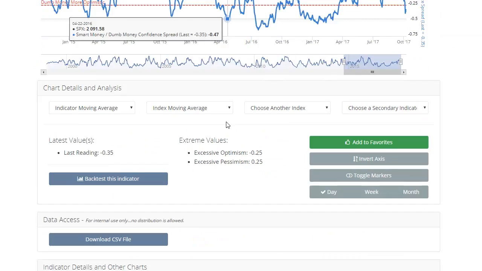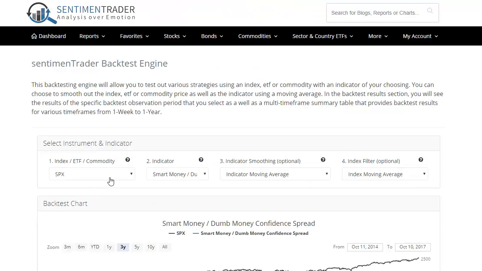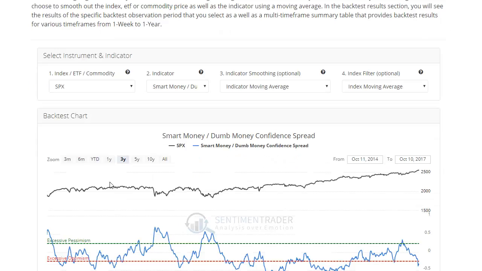Once you pull up the chart, just scroll down and click Backtest this indicator. That'll pull up the backtesting engine. Once the chart loads, you can start changing any of the parameters. It'll automatically load with the default. So in this case, it pulls up the Smart Money to Money Confidence Spread along with the S&P 500.